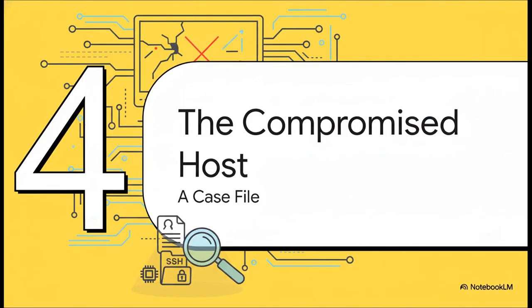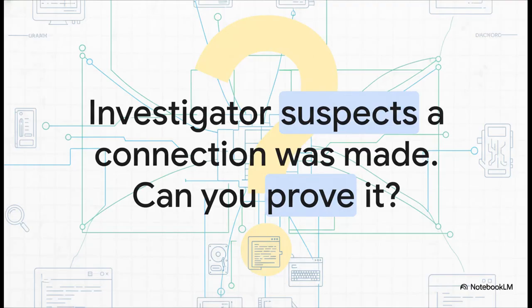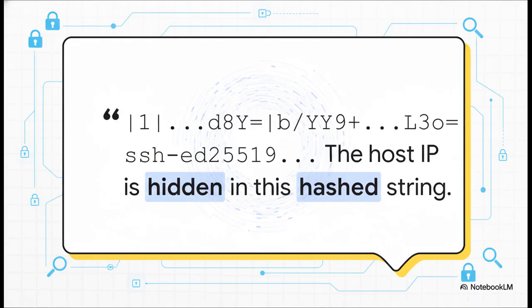Okay, enough theory. Let's put our new detective skills to the test. It's time to solve a case. We've got a compromised host, and we've only got one single piece of evidence to go on. So here's the scenario. An investigator suspects that this machine made a connection to a malicious server at this IP address, 92.204.239.14. But a suspicion isn't proof. We need to find cold, hard evidence. Can we prove it? And this is literally all we have to work with.